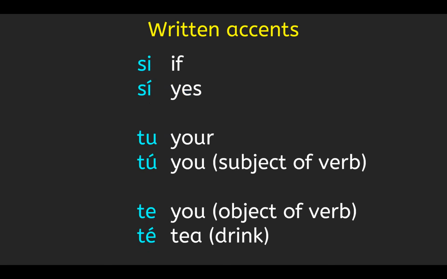Written accents are also used to differentiate two otherwise identical words. The sound is not affected by the accents here. Here are some examples. Si without the accent means if. Sí with an accent means yes. Tu without the accent means your. Tú with an accent means you when it's the subject of a verb. Te means you when it's the object of a verb, and té means tea as in the drink.